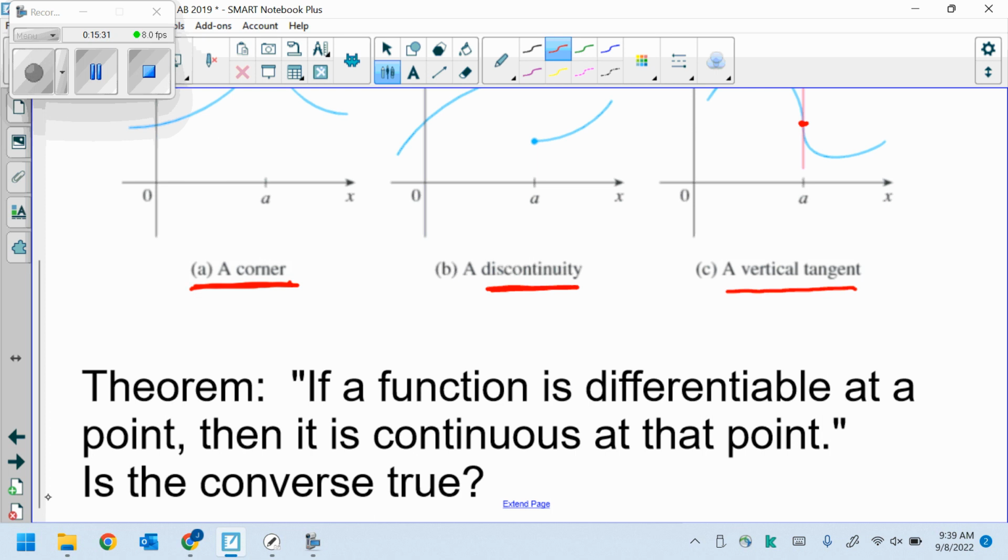Now, here's a theorem. A theorem is a provable statement. If a function is differentiable at a point, then it is continuous at that point. Is the converse true? The converse means just switch the if and the then around. If a function is continuous at a point, is it differentiable? If a function is continuous, then it is differentiable. Is that true?